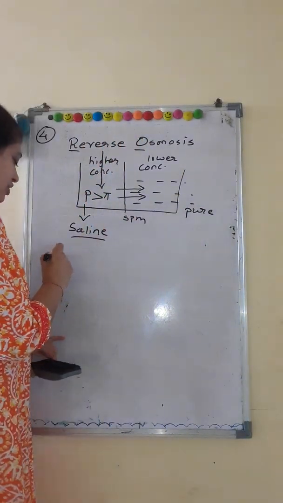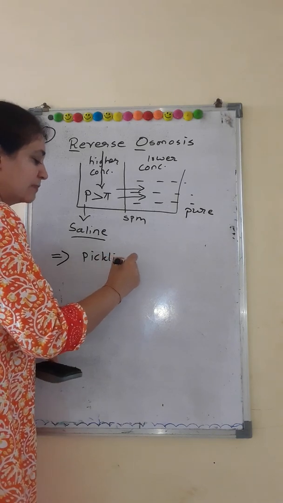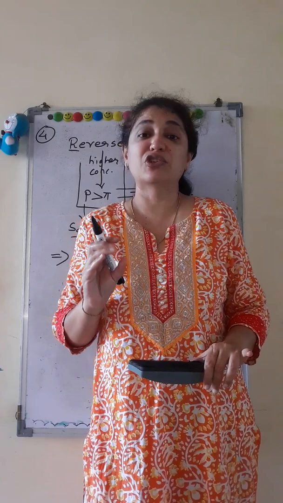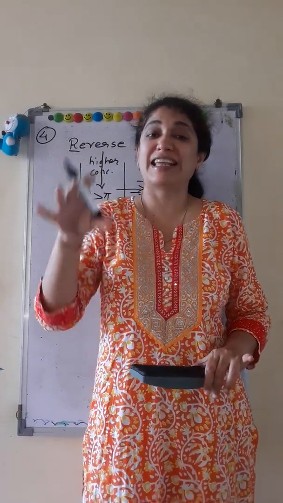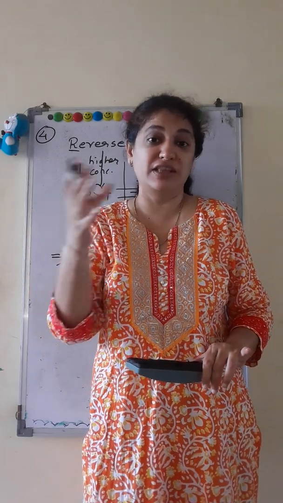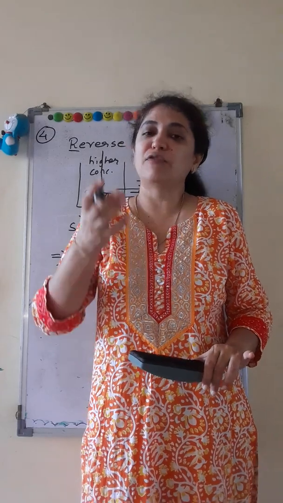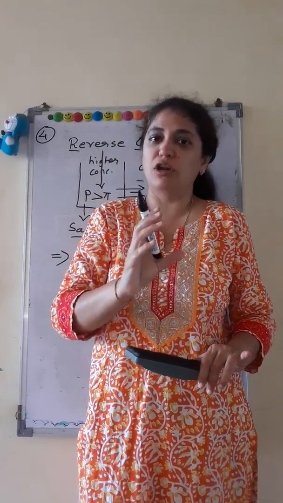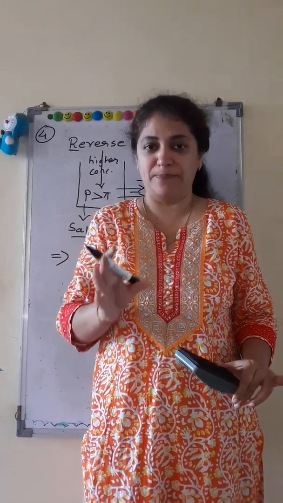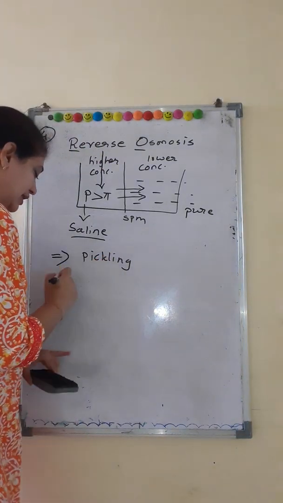Also, another application is found during pickling. During pickling of mangoes, the mangoes shrink. Why do they shrink? Because these mangoes are kept in salt water. Salt water is of higher concentration than the water stored in the mango, so the water in the mango is at lower concentration. Through the skin of the mango, which acts as an SPM, water flows out. That is why the mango shrinks during pickling.